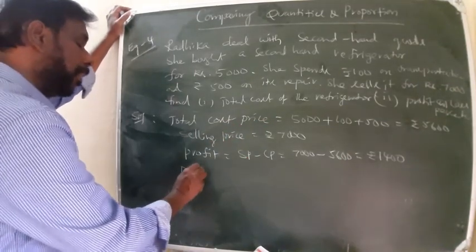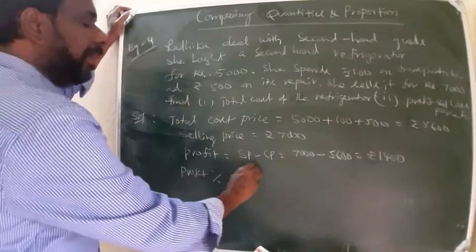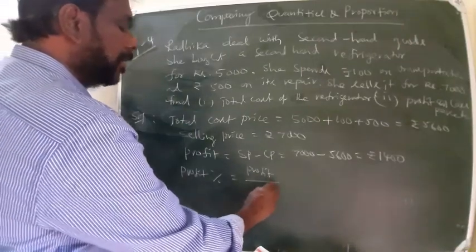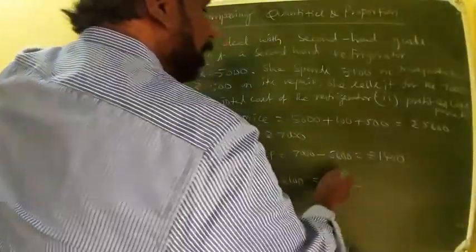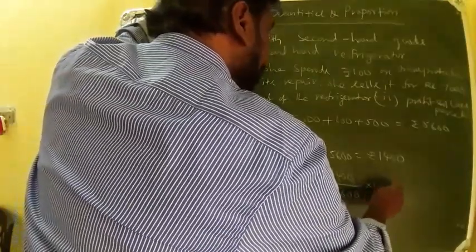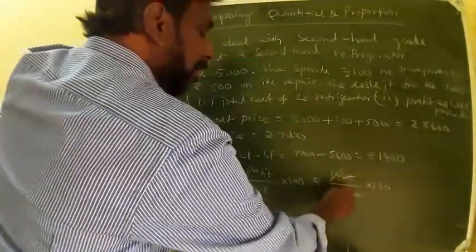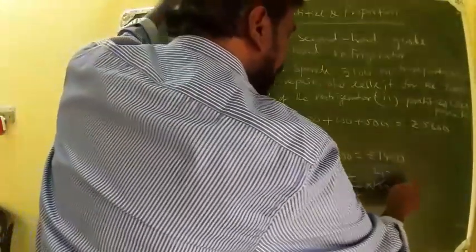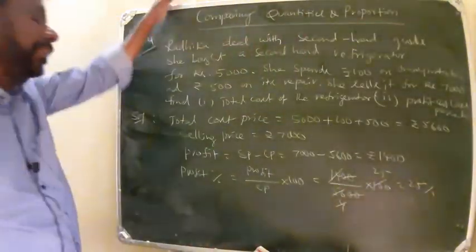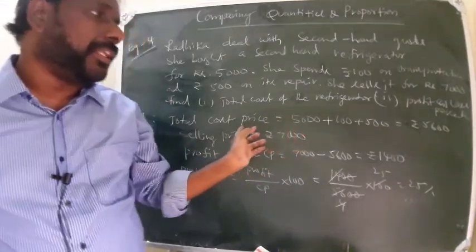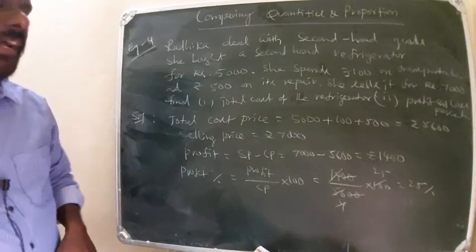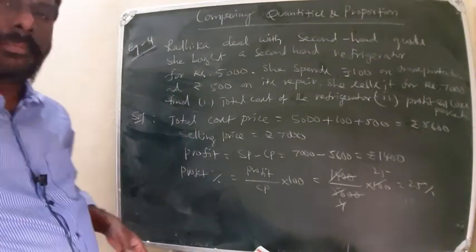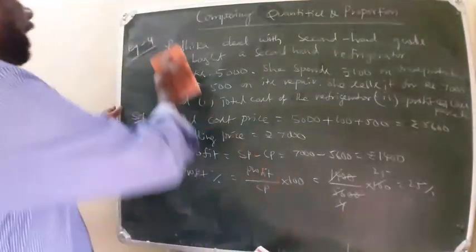Now profit percentage, what is the formula? Profit by CP into 100. Profit 1,400 and total cost price is 5,600 into 100. Zeros cancel. 14 fours are 56, 25%. So first question, total cost of the refrigerator is 5,600. Profit percent is 25%. Like that you have to do this problem. Now we'll see the example 5.